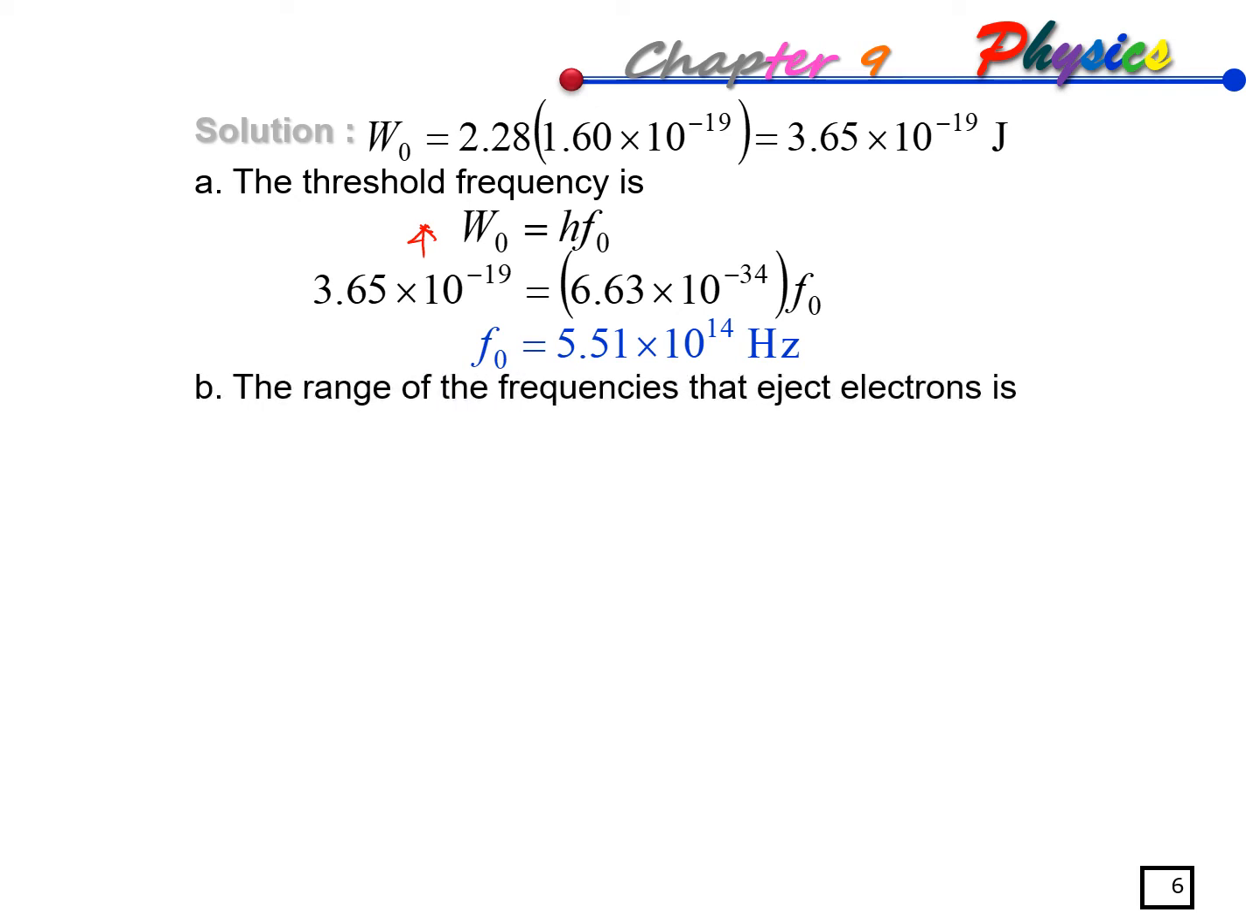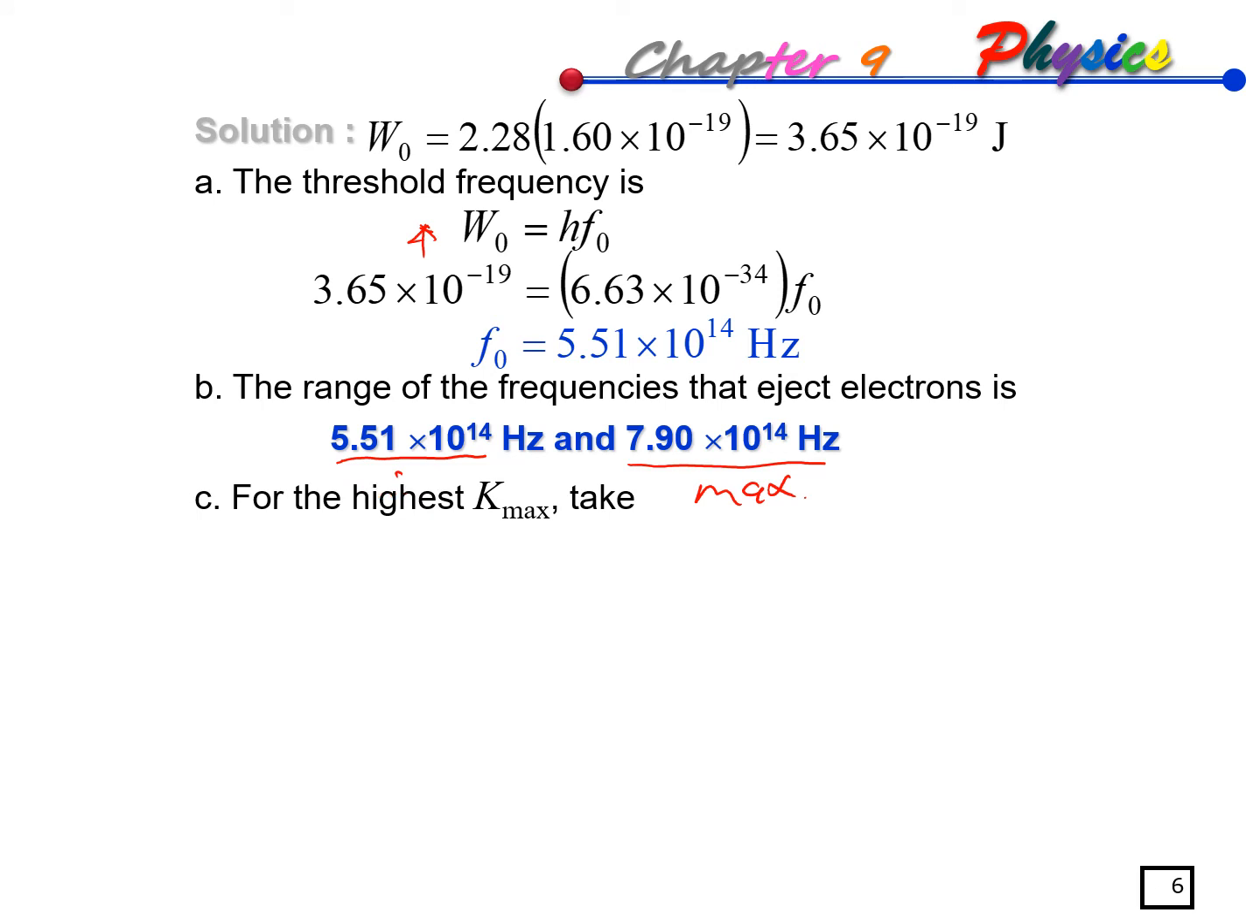Now for the range of frequency that ejects electrons. Even though we shine with a lower frequency, it will start to emit electrons once it reaches the threshold. That means it will have enough energy to emit electrons. So this will be the minimum value, and this will be the maximum value, because the light has a certain amount of spectrum.